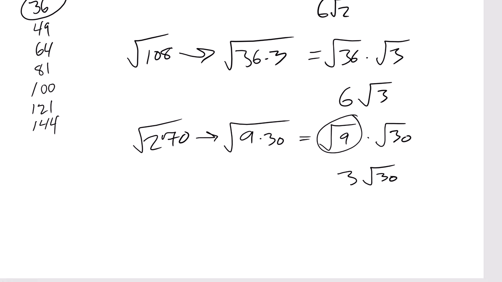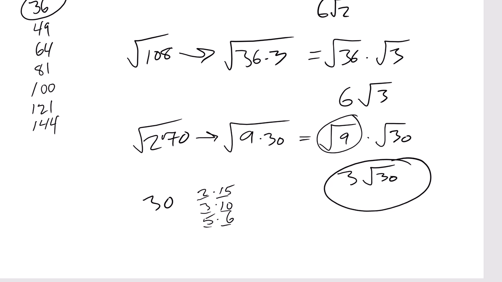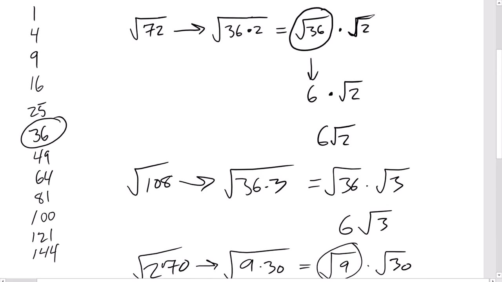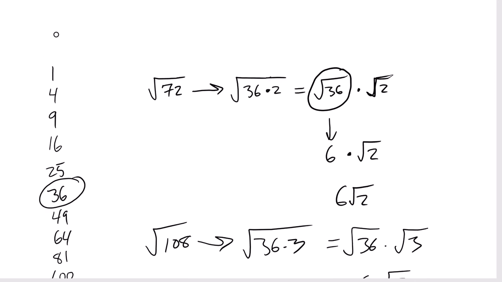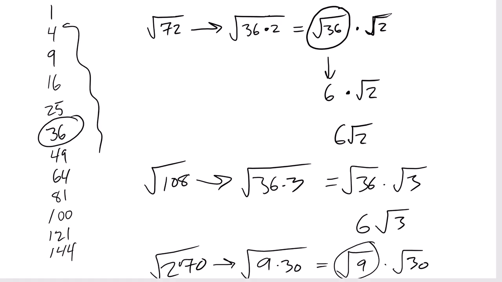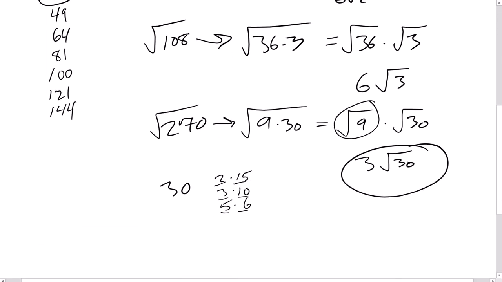So 30 is divisible by 2. I could do 2 times 15. That's divisible by 3. I could do 3 times 10. What else is it divisible by? 6 times 5. Okay, but if you'll notice, none of these are perfect squares. So that means that this right here is simplest radical form. There is no factor of 30 that is a perfect square. There's nothing that belongs to this list over here. So that means I am done. It is in simplest radical form. There's nothing else I can do.